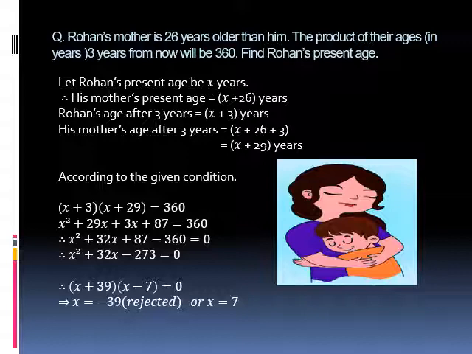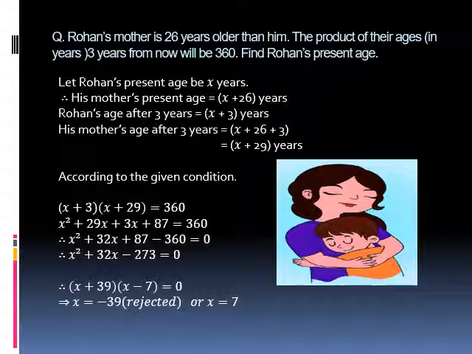Now we will be splitting the middle term and factorizing it in order to find the solution. So you have to look for two numbers such that their sum is 32 and the product is minus 273. Yes, the numbers are quite big. So how do I find out the two numbers? Well, for this you can do the prime factorization of the number 273 and look for two numbers which satisfy the condition. And hence we get the two numbers as 39 and minus 7.